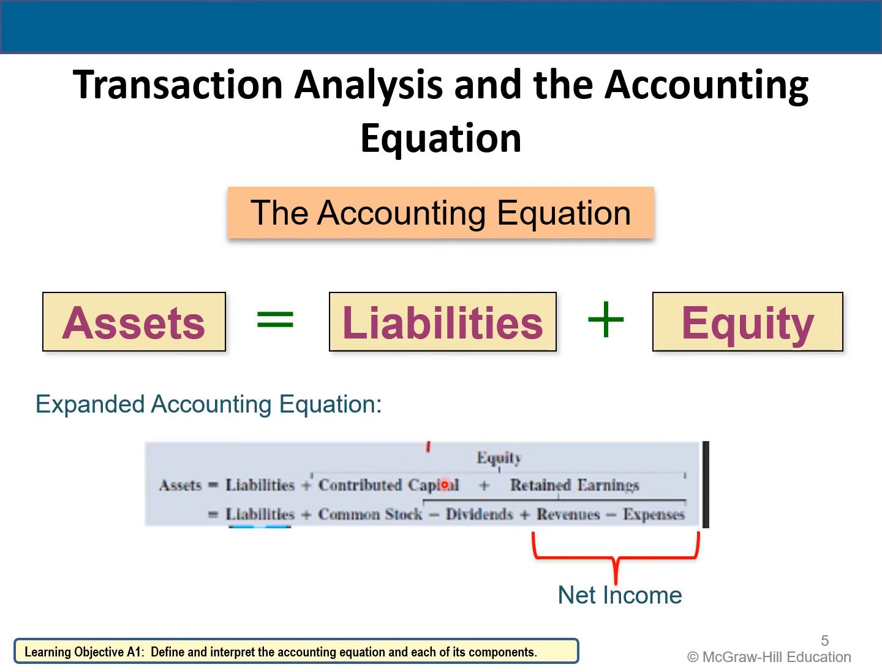Equity has a lot of component pieces that we'll see. We see here contributed capital plus retained earnings. And real quickly, because we'll get deeper into this in chapter 2, contributed capital: if I'm an owner and I invest in the company, that's contributed capital. Whereas retained earnings, as the name indicates, are the earnings from prior periods.